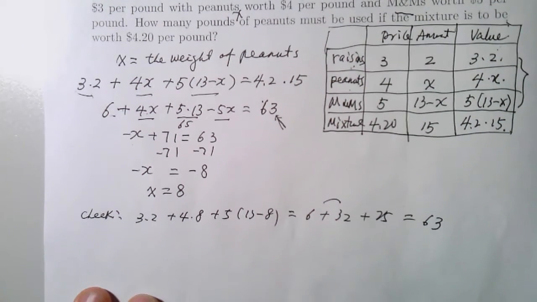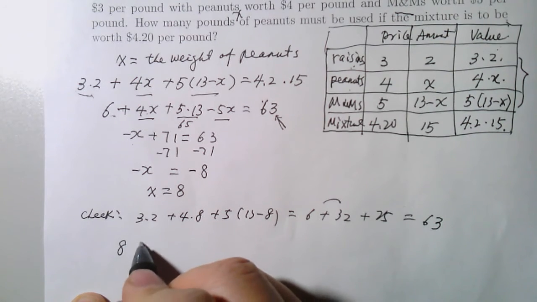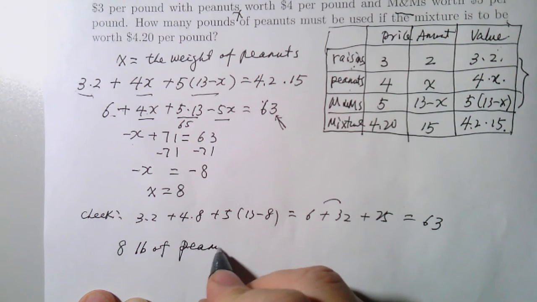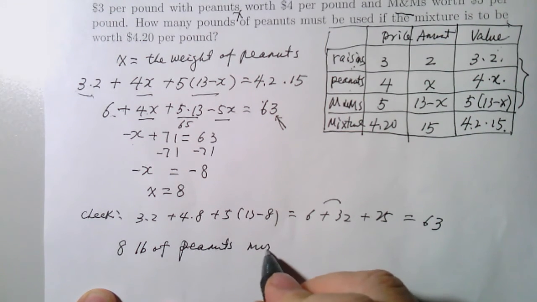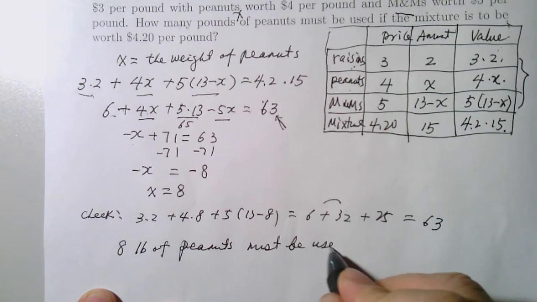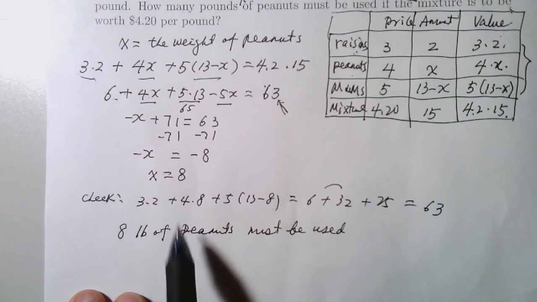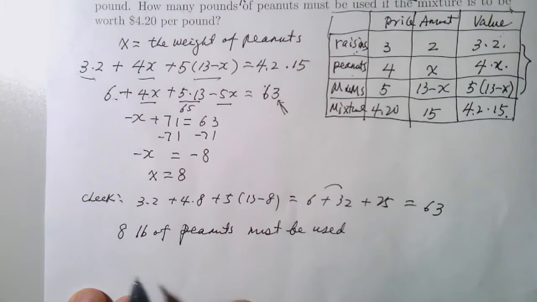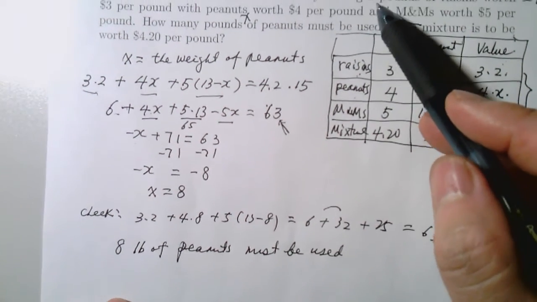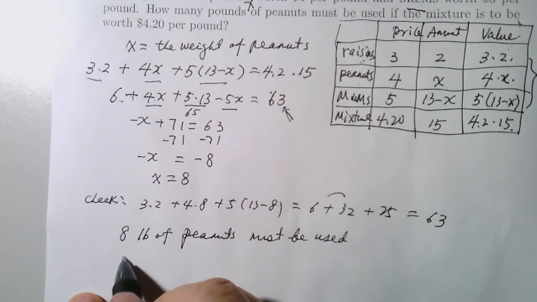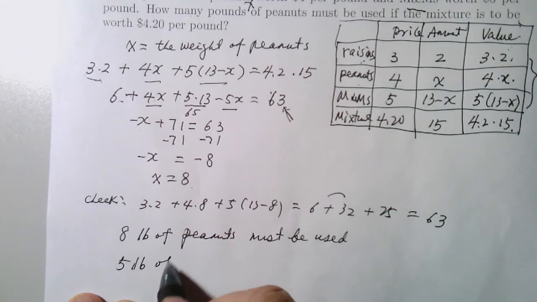So now we're going to answer, we're going to say, 8 pounds of peanuts must be used. And so you can see after we got 8 pounds of peanuts, and we also know, so here you can figure out the M&M because you have 2 pounds of raisin, 8 pounds of peanuts. So that means you only get 5 pounds of M&Ms.